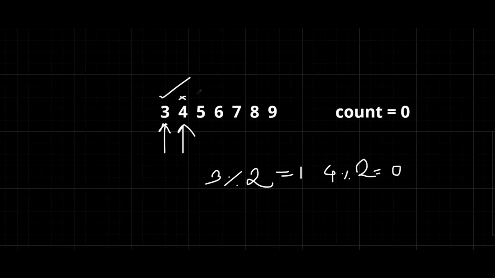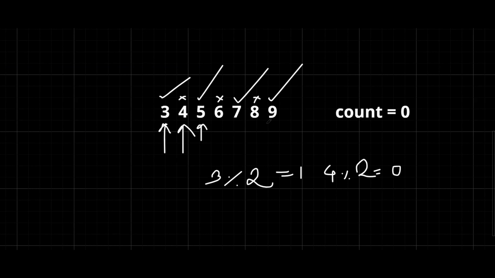Now we are at the element 5. If we perform the modulus operation between 5 and 2, the answer will be 1, so we can say that 5 is an odd number. Similarly, 6 is not an odd number, it is an even number. And 7 is an odd number, 8 is an even number, and 9 is an odd number.